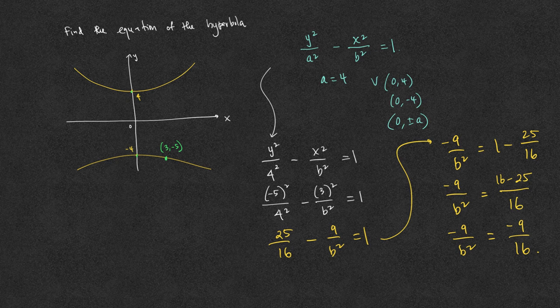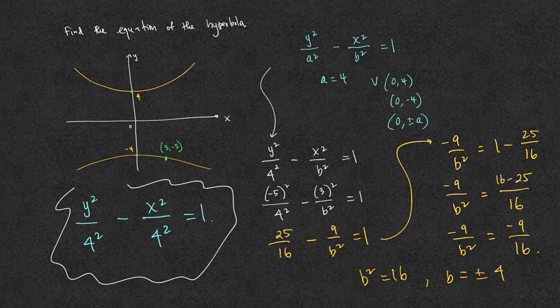We can simply cross multiply, or it is clear that b squared equals 16, so that b equals plus or minus 4 as well. And so the equation that we are looking for is y squared over 4 squared minus x squared over 4 squared equals 1, or y squared over 16 minus x squared over 16 equals 1.